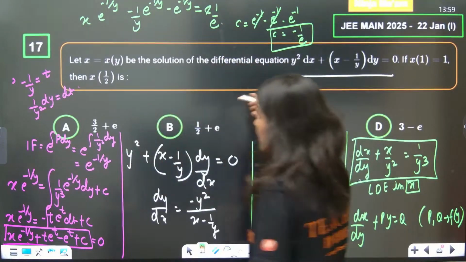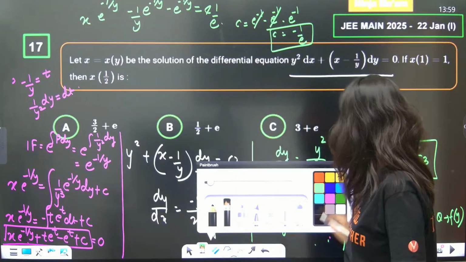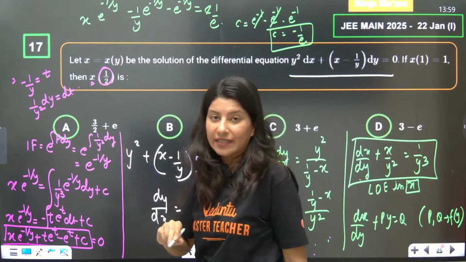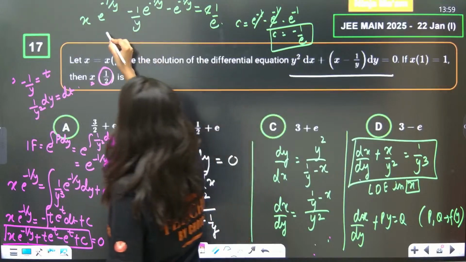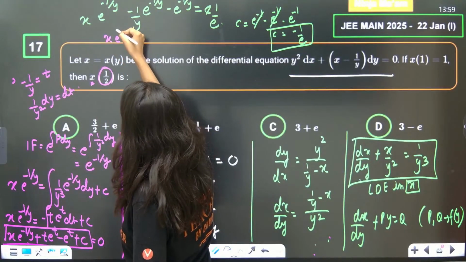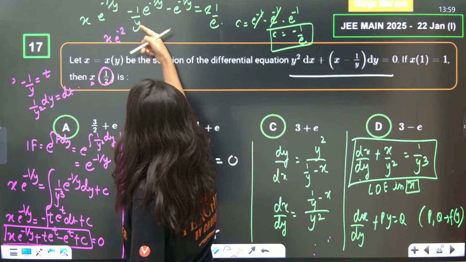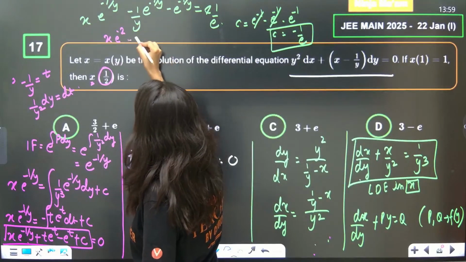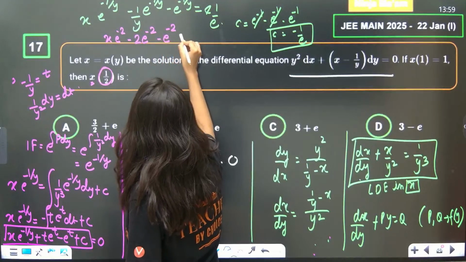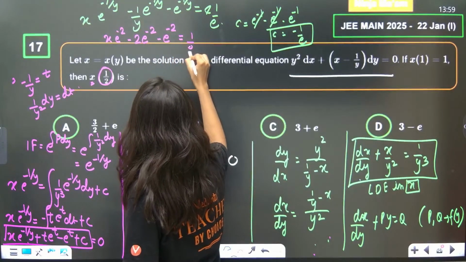Now as per the question, x of half. So put y is equals to half. Get the value of x. Put y is equals to half. So x e power, put y is equals to half, so minus 2. Then put y is equals to half. So minus 2 e power minus 2 minus e power minus 2 is equals to 1 upon e.